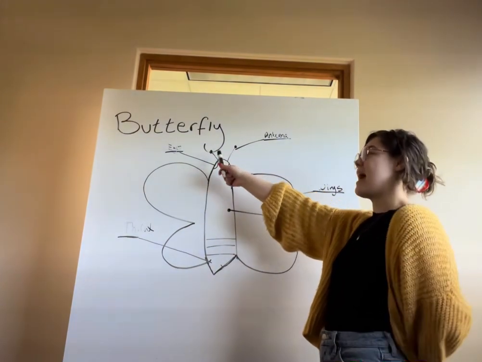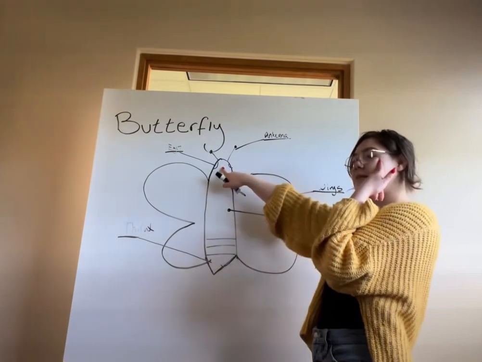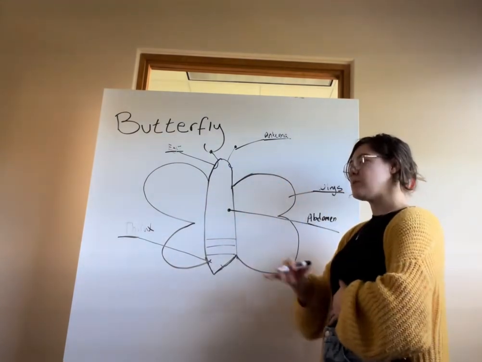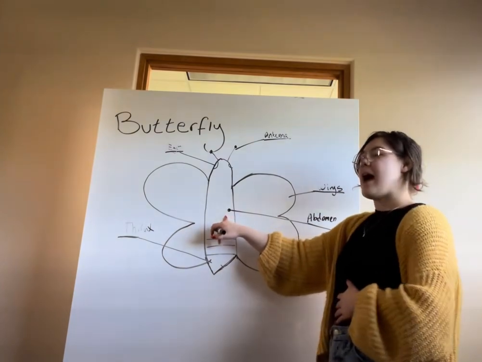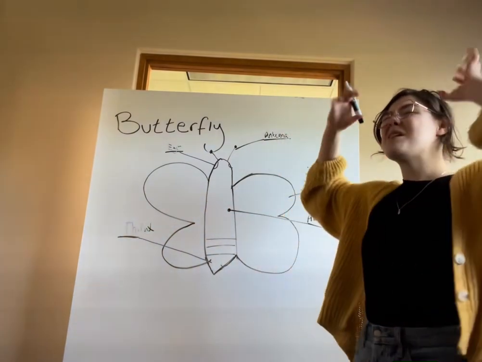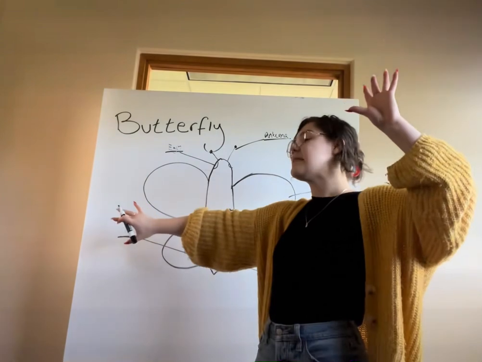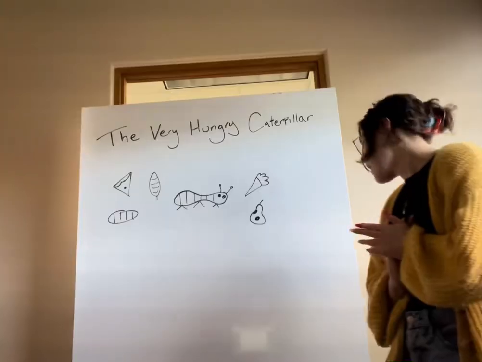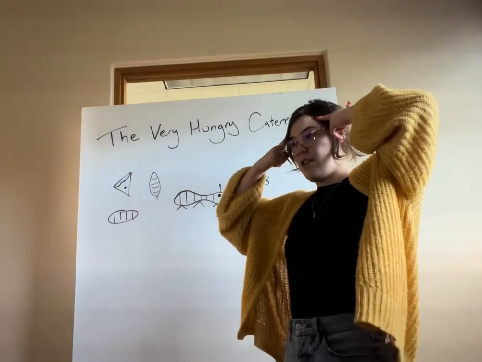Antenna. And we all have them. What are these? Eyes. Good job. And remember, this is just like our tummies. What's that one called? Abdomen. The abdomen. And then our big word that we just learned is the thorax. Good job, class.